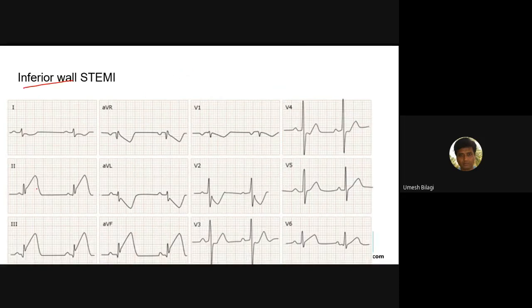You are able to see ST elevation here, in lead 2, lead 3, and lead aVF. You are seeing ST elevation, so this is an inferior wall STEMI. And of course, you are seeing ST depression in the anterior leads. See, you are seeing ST depression here. So this is an inferior wall MI. This is what is called reciprocal change, or ischemia at a distance.